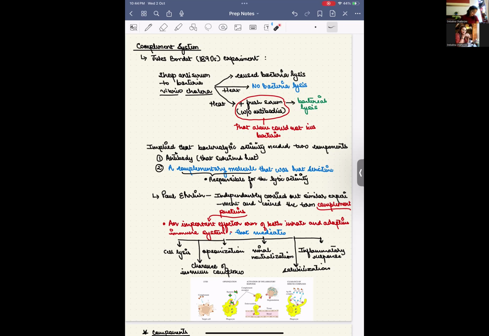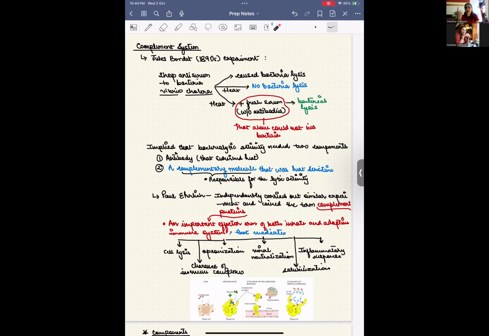But if this antiserum was subjected to heat, there was no bacterial lysis. But if there is a supplementation of fresh serum with this heated antiserum, the bacterial lysis was restored. So now the confusion came up: what is there? So this means that there must be two components.